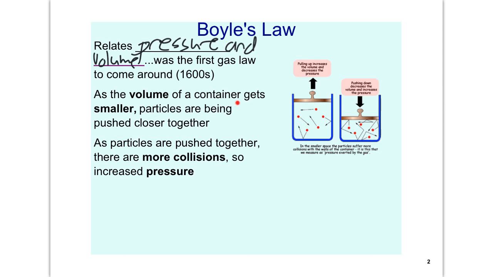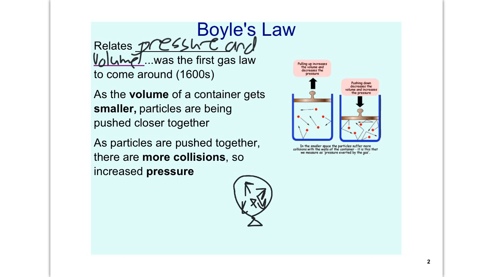So as the volume of a container gets smaller, particles are being pushed together. And as particles are pushed together, there's more collisions, which means more pressure. Because if you remember, pressure is caused by particles running into the walls of a container. So if you picture something like a balloon, you have all these particles pushing outwards on the wall of the container.